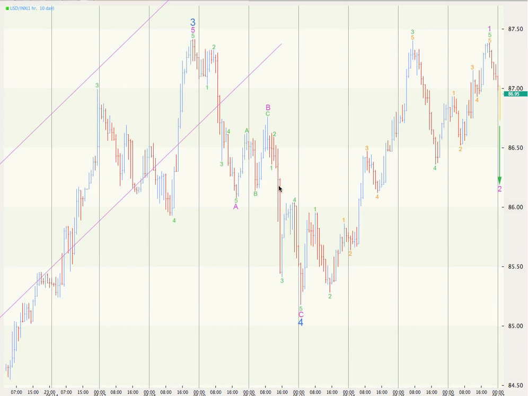Ratios within wave 4 blue: wave C is just 0.06 short of 1.236 the length of wave A, and wave B was a nice 51% correction. Thereafter, ratios within this wave 1 pink: wave 3 here is just 0.02 short of 2.786 the length of this wave 1, and wave 5, which is slightly truncated, is 0.04 short of 1.382 the length of wave 1. A great Fibonacci ratio between those two.